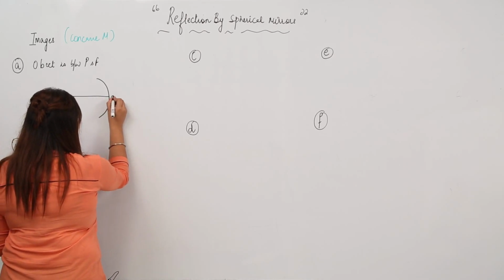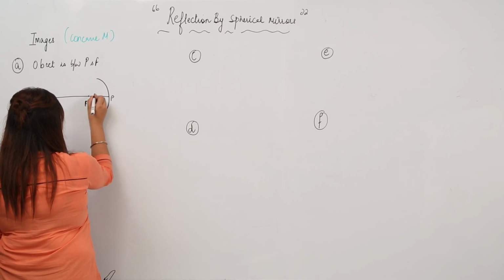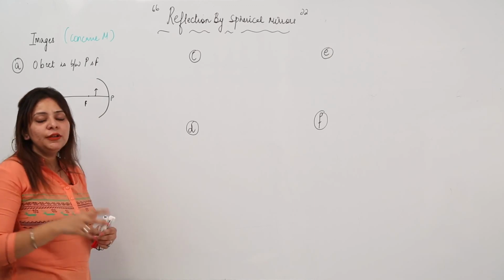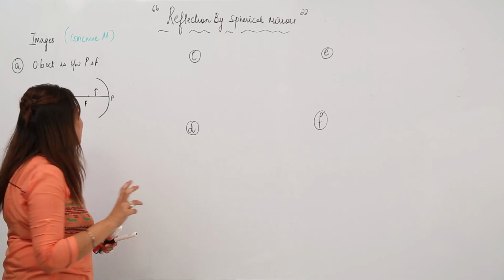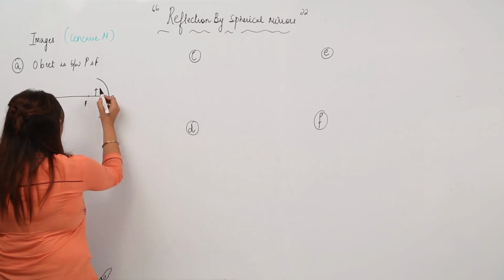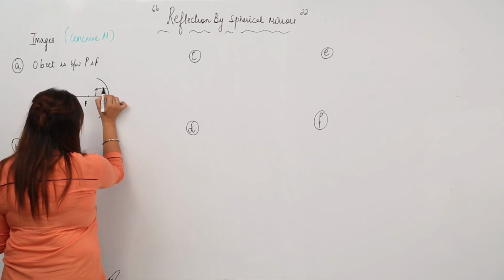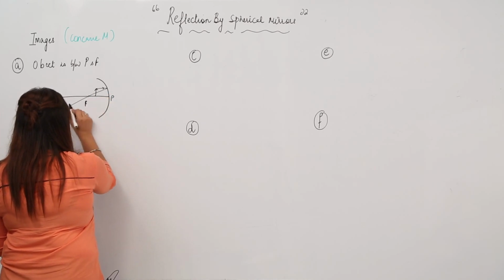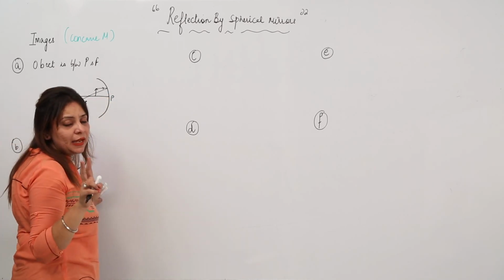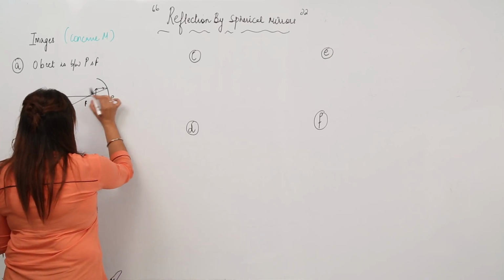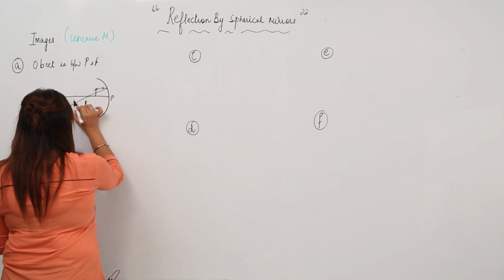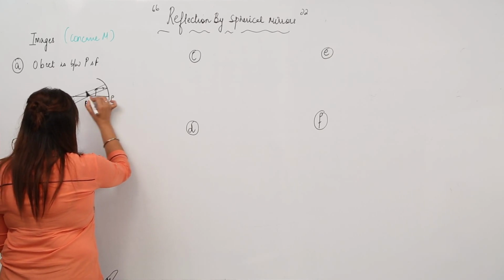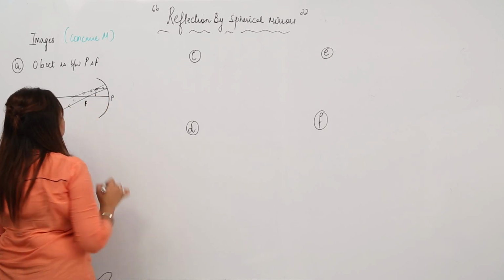Right, this is the pole, let this be my focus, and this is my object. I told you that we'll be considering two rays. One is a ray coming parallel to the principal axis. We know that when the ray is coming parallel, after reflection it is going to pass through focus. Second, I'm considering a ray coming from C. Let this be C. We know that when the ray is coming from C, it retraces its path.